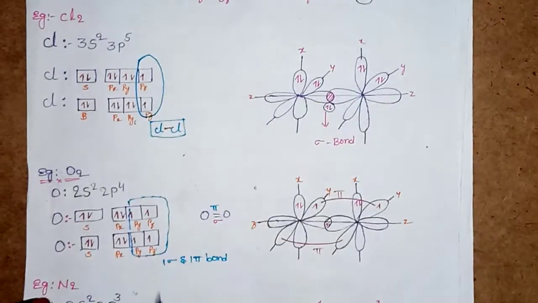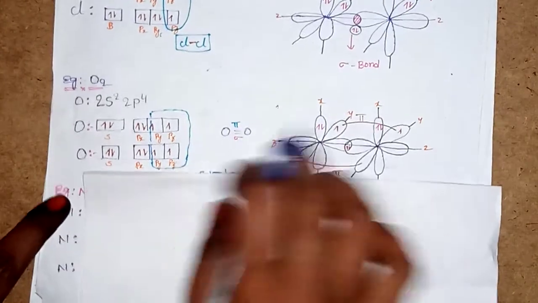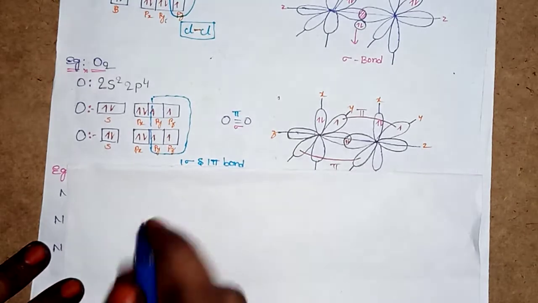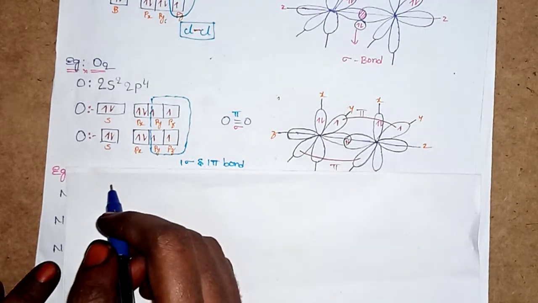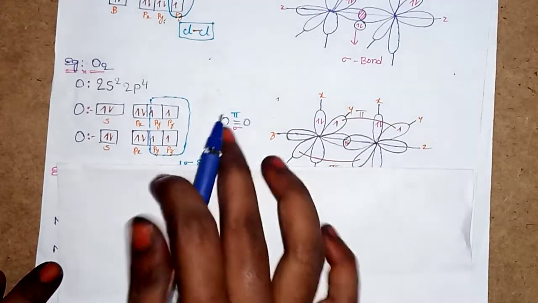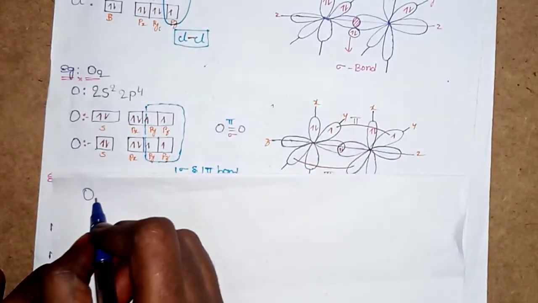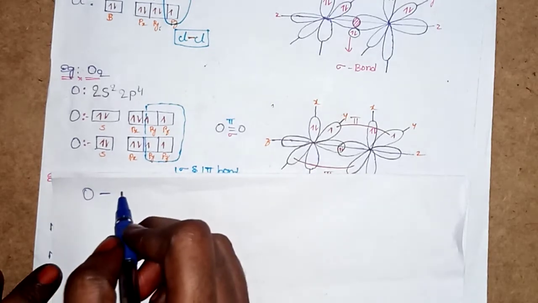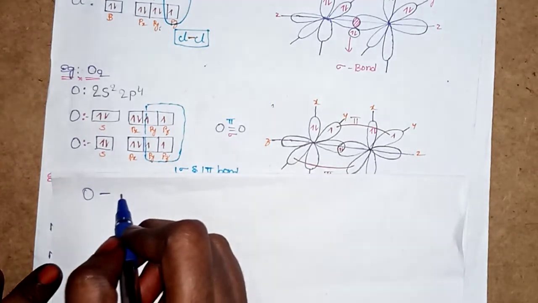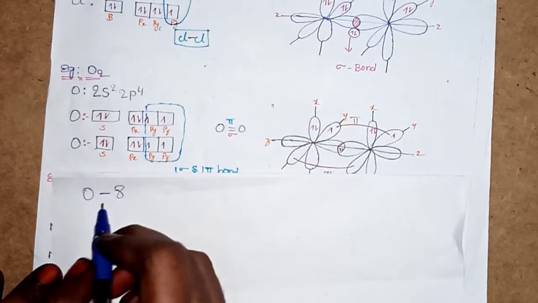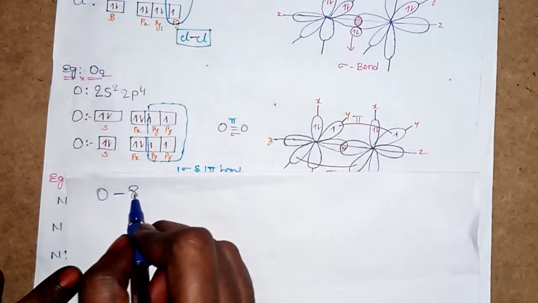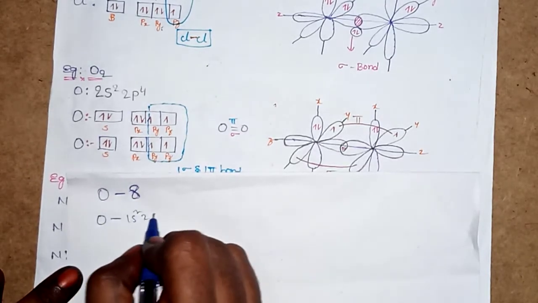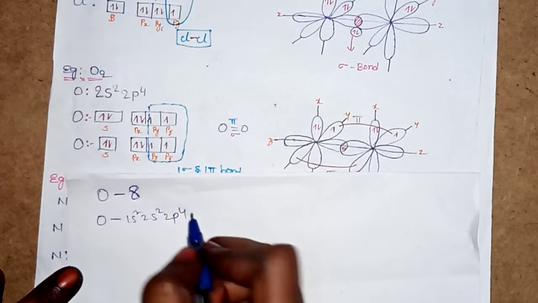Okay, let's come to another one. This is O2. We write the electronic configuration of the oxygen molecule. What is the atomic number of oxygen? 8, no? And the electronic configuration is 1s2, 2s2, 2p4.